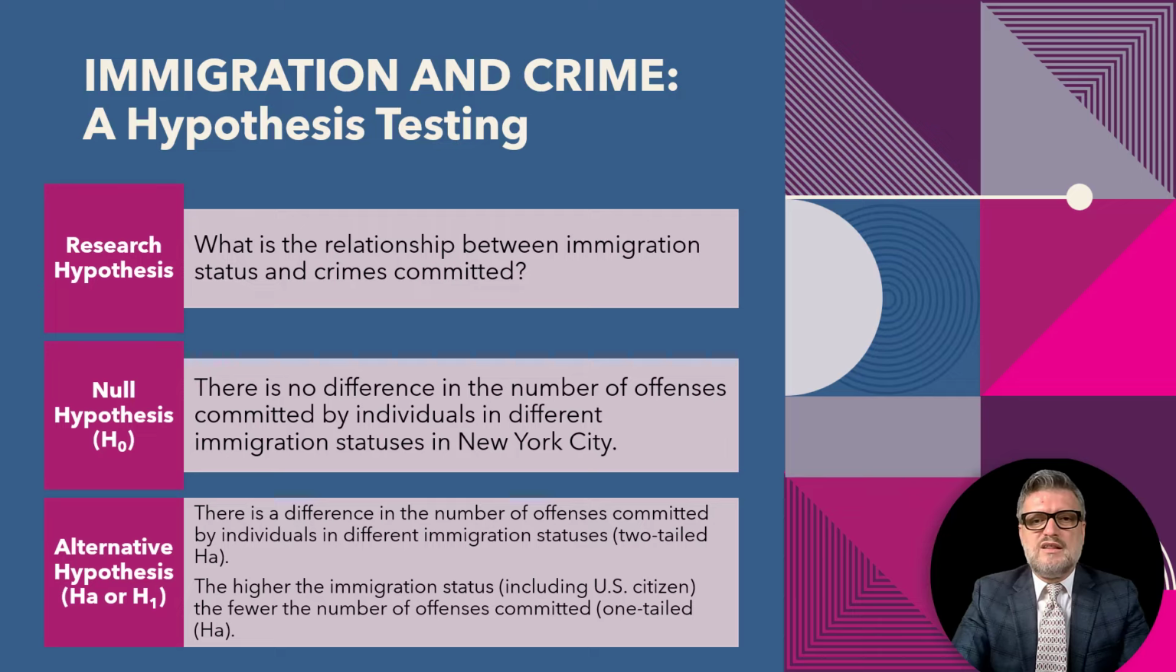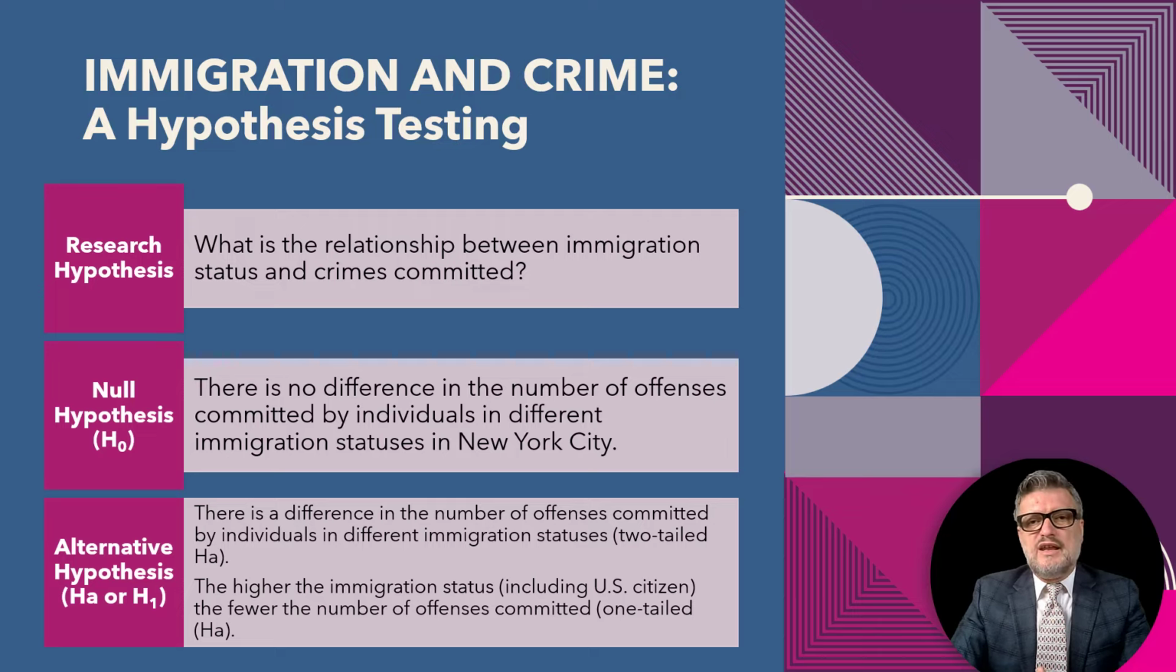Although we talk about the relationship between two concepts or two variables, in this case, technically, we are testing the difference in the number of crimes committed by participants in each of the categories of immigration status. The alternative hypothesis is the opposite of the null and generally states that there is a relationship, an association, or a difference in the observed relationship.